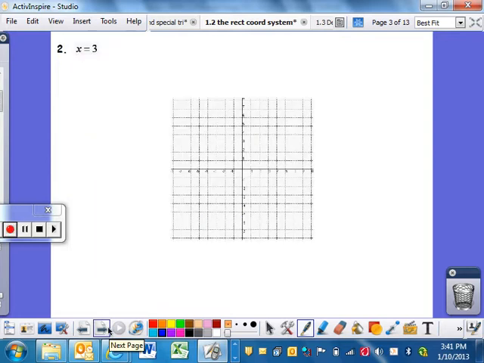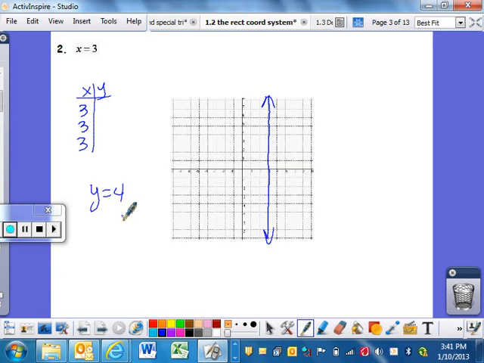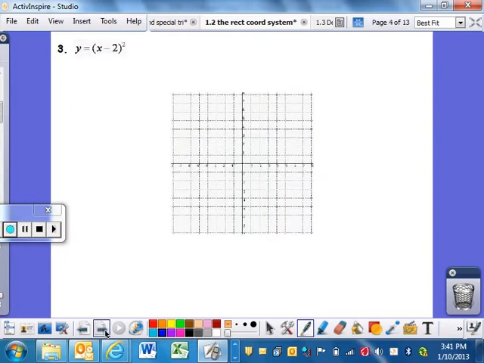Okay, x equals 3. If you only have one variable, this is how I teach my algebra kids, every single time, whatever that variable is, that's the answer. So I know this thing crosses the x-axis at 3, and this one will end up being a vertical line. If it's y equals 4, then it would be a horizontal line because every y value would have to be 4. It crosses the y-axis at 4. So those are the two examples of linear lines.